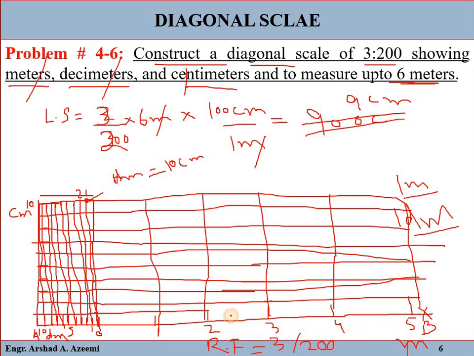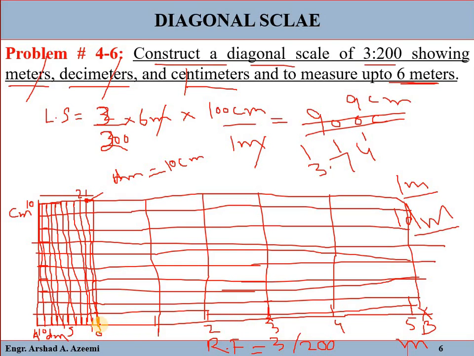Okay, for example, now if someone wants to represent the length of 3.74, for example, 3.74, so this 3 is meter, 7 is decimeter, 4 is centimeter. Okay, so you have to start from this 3. So 1, 2, 3, that is 3 meter.